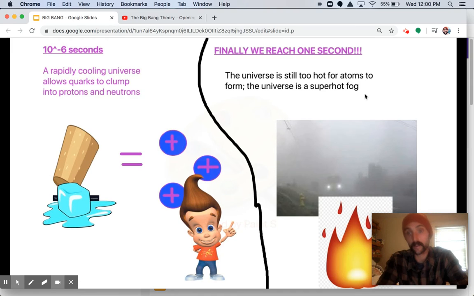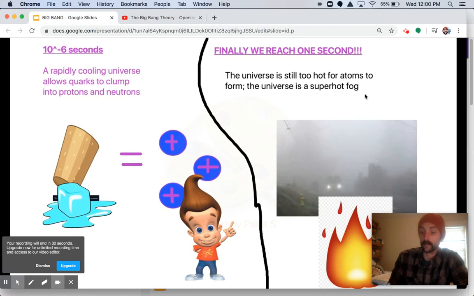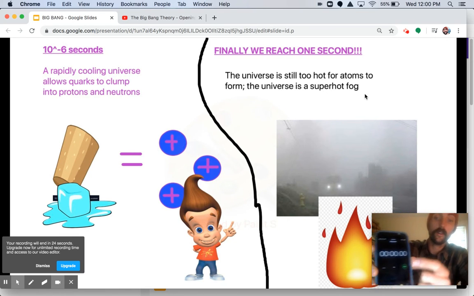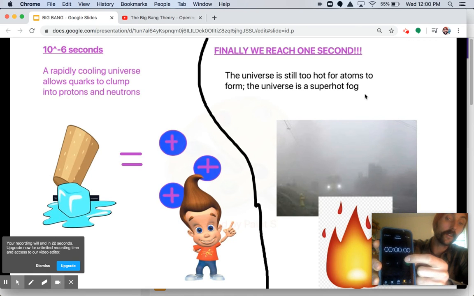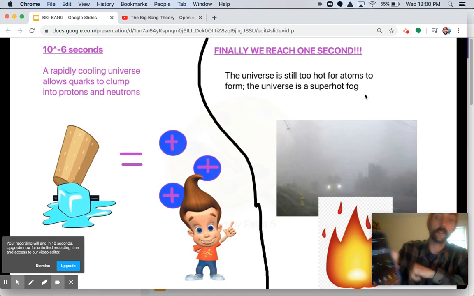And then finally, we reach 1 second. So imagine 1 second, right? One. Or if we pull our phones out, we go to the clock, and we go to the timer and our stopwatch. So if I put my stopwatch up and hit start, anyways, that's about 1 second.